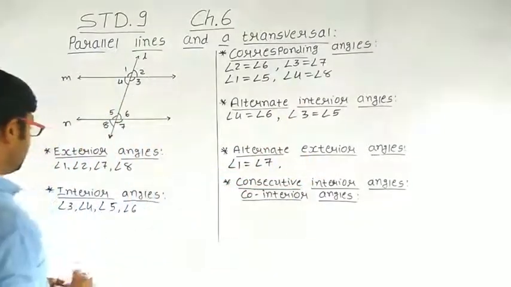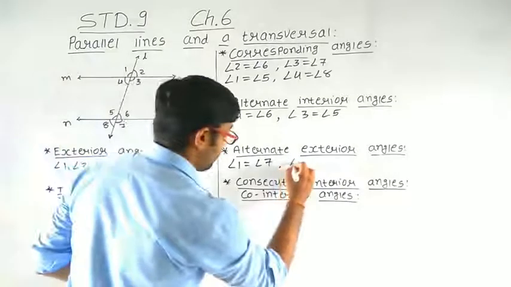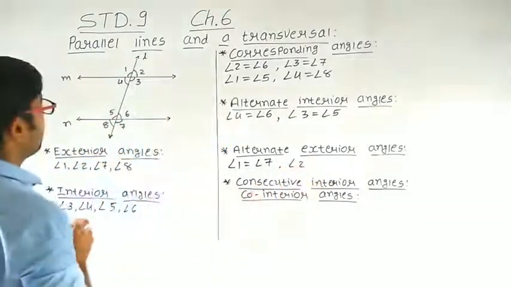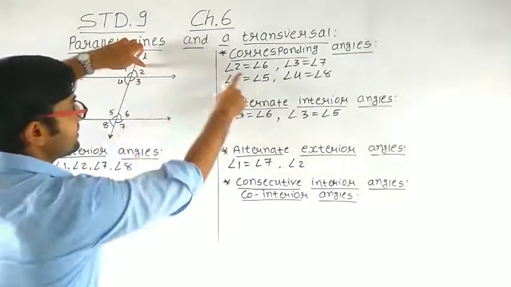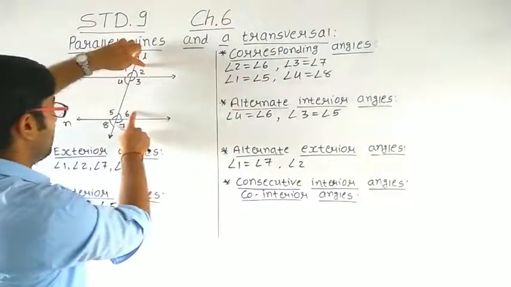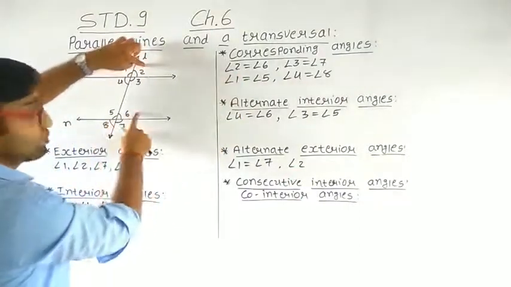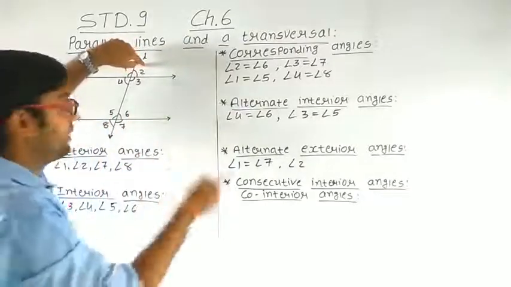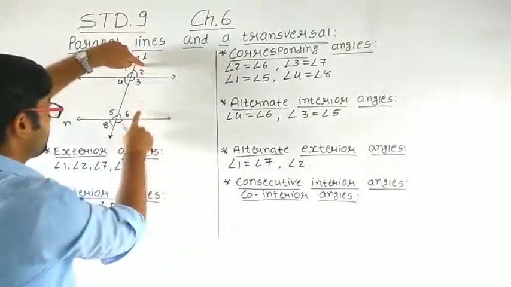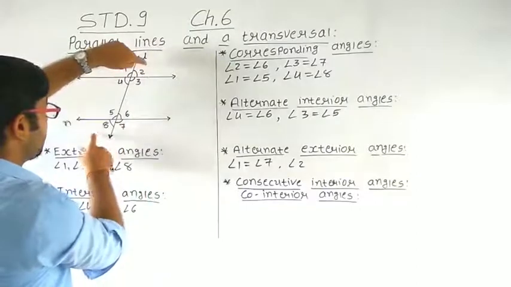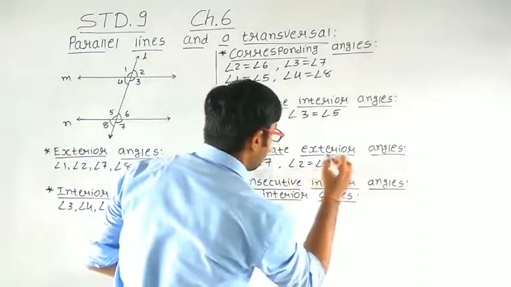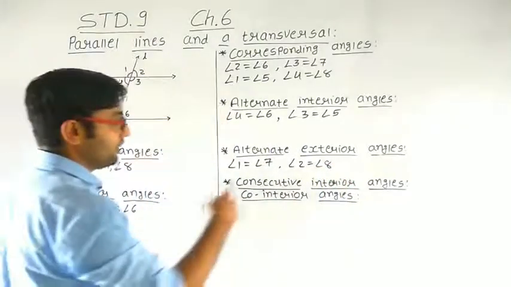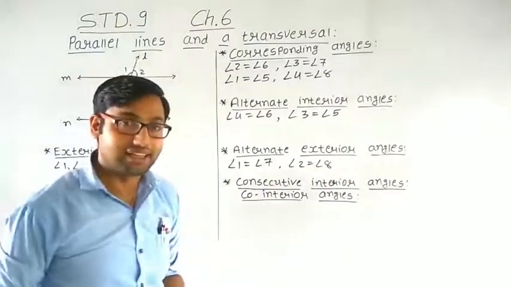In the same way, now consider angle number 2. Angle 2 and angle 6 are the corresponding angles, they are equal. Now 6 and 8 are also equal because they are vertically opposite angles. So 2 is equal to 6, 6 is equal to 8. That means 2 and 8 are also making a pair of alternate exterior angles.